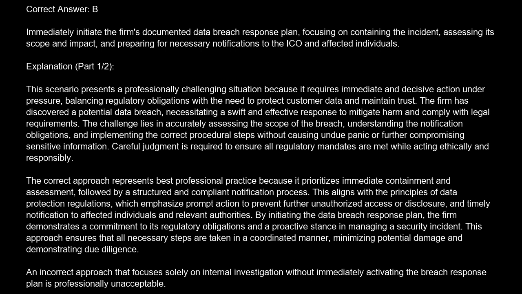By initiating the data breach response plan, the firm demonstrates a commitment to its regulatory obligations and a proactive stance in managing a security incident. This approach ensures that all necessary steps are taken in a coordinated manner, minimizing potential damage and demonstrating due diligence.